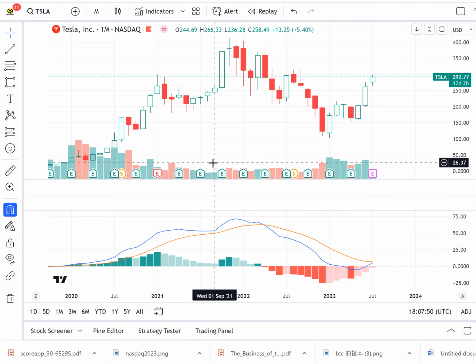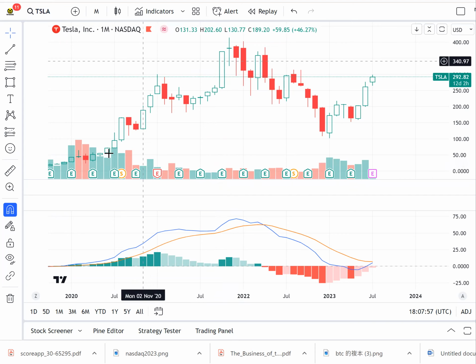So first, now we look at the Tesla monthly chart. And this is just for education purpose. It's nothing to do with, I'm not your financial advisor. Okay, so this is our monthly chart.